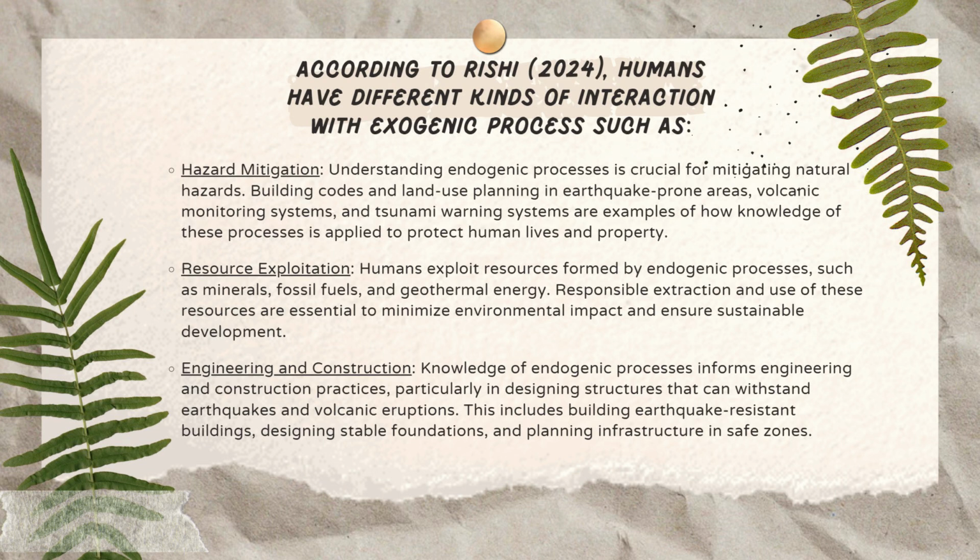Humans interact with endogenic processes in several ways. First, hazard mitigation involves strategies like earthquake-resistant buildings, land use planning in hazard zones, and monitoring systems for volcanic eruptions and tsunamis to protect lives and property. Second, resource exploitation focuses on extracting valuable resources such as minerals, fossil fuels, and geothermal energy. Sustainable practices are critical here to minimize environmental impacts.